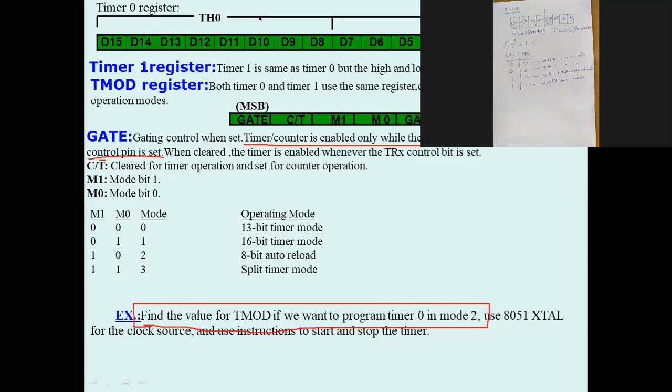Sir, 8-bit auto reload. 8-bit auto reload mode? What was my question? Repeat the question. Find the value for TMOD if we want to program timer 0 in mode 2. So what is the value? You are telling 8-bit. 8-bit is not the value. My goodness, how will you complete your BTech degree? I'm afraid. Will you be able to complete your BTech degree?